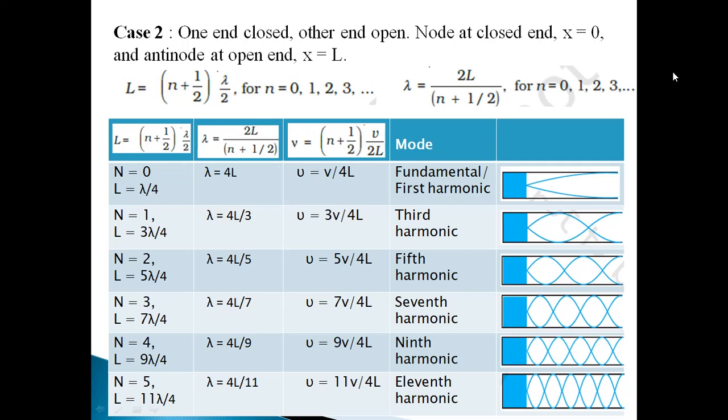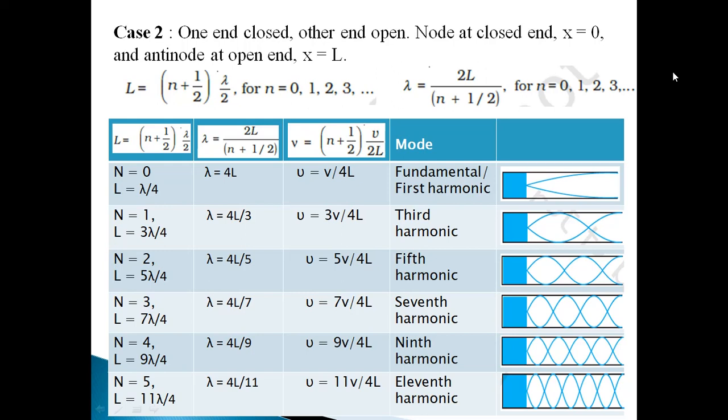Now we have the same formula written here, and the diagrams show pipes or air columns which are closed at the first end and open at the other end. At the closed end we see there is a node, and at the open end there will always be antinodes. So the length of the pipe will correspond to (n plus half) times lambda by 2. So n starts from 0 here.